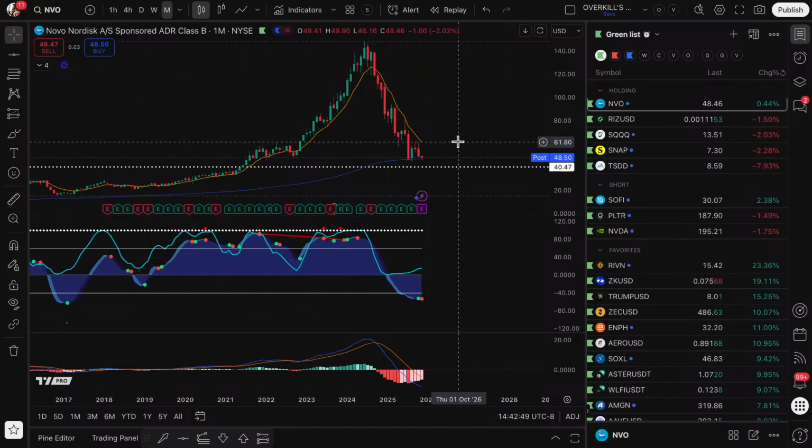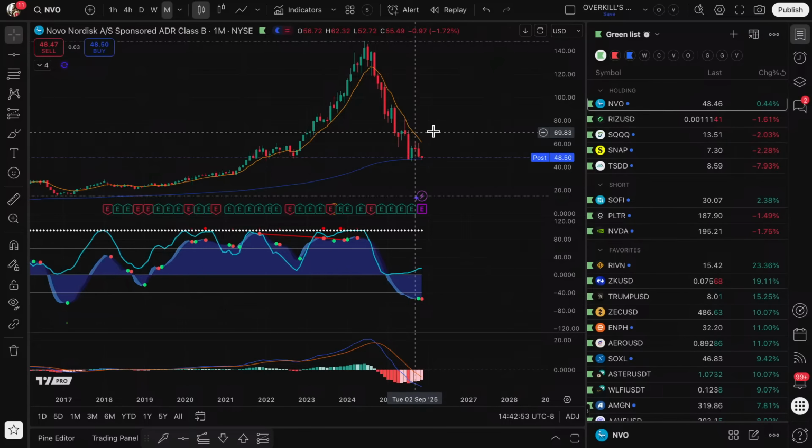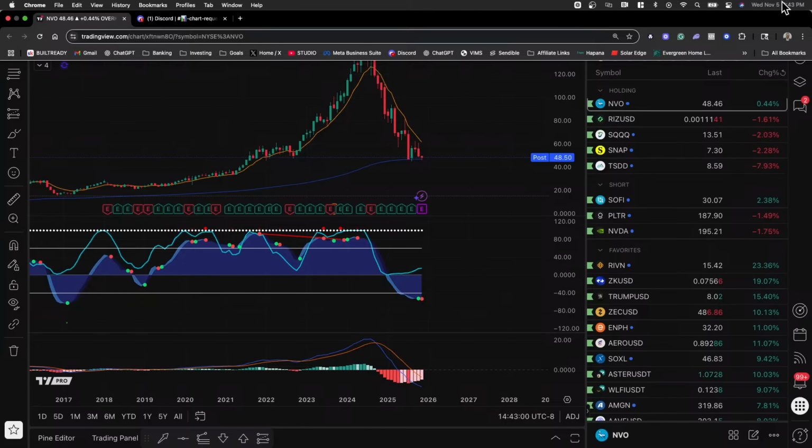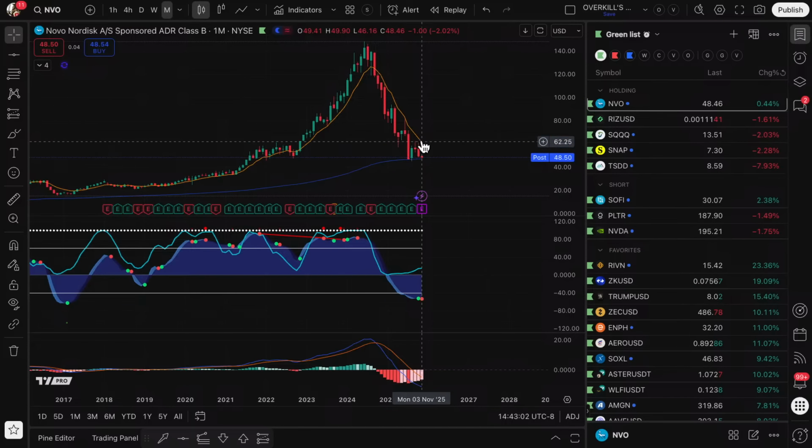NVO, I still like this one. This is one of my favorite healthcare plays right now. I have a position on it, and I'm still holding. I know it has a red dot on the monthly, but it's only November. So if we pump here, if we go green into the end of the month, I might actually add to this position, dude.